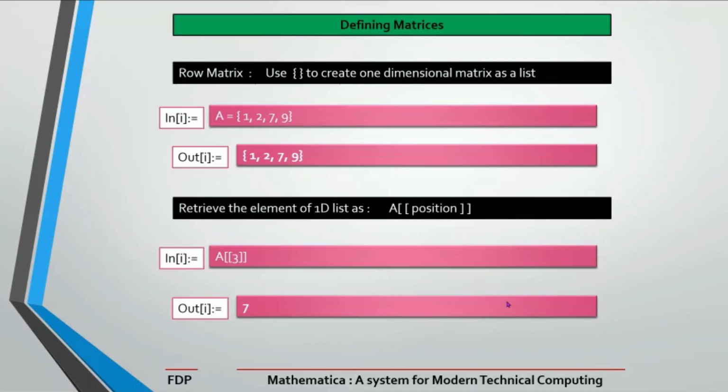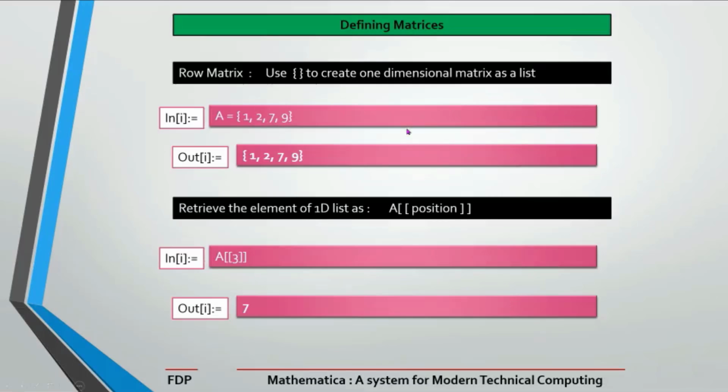Okay, so basically how we can define the matrices, there are ways, and those ways are the same as the list rule, right? The first is the row matrix. You can create that by using curly brackets, and you can put all the elements in the curly brackets separated by commas. The rule is the same, right?